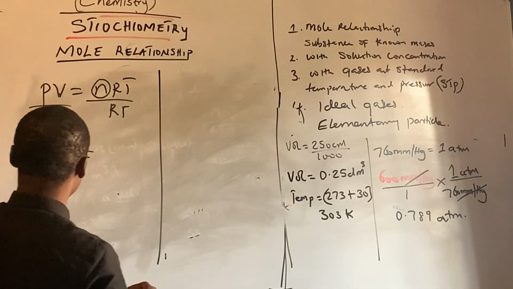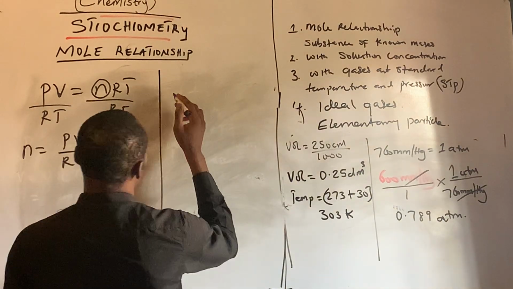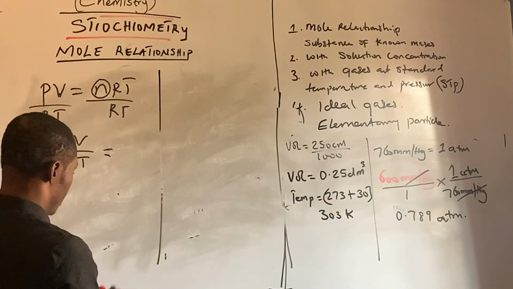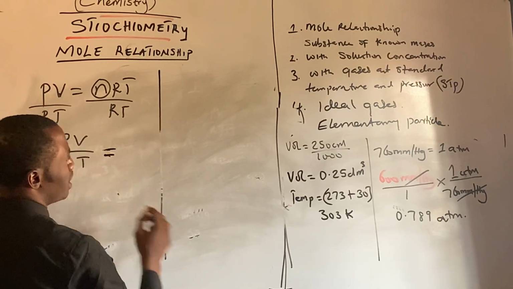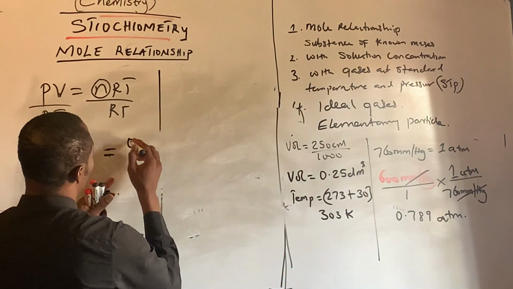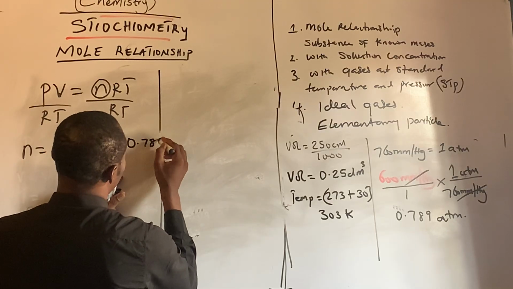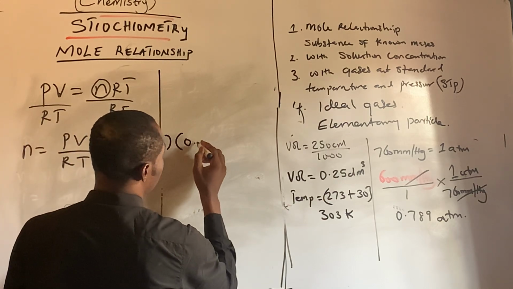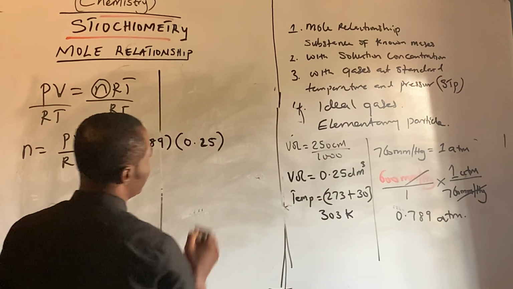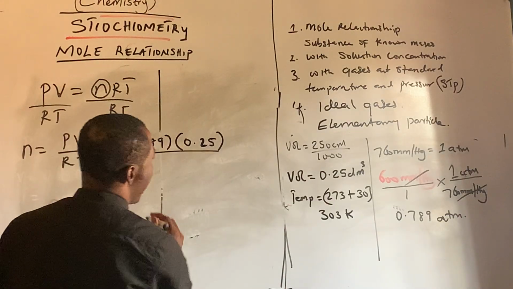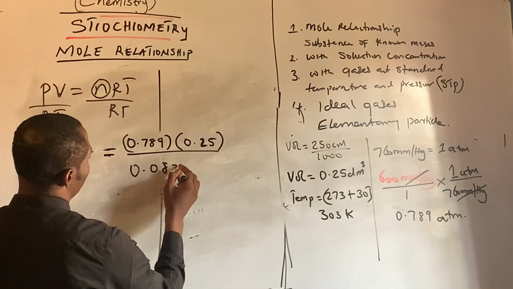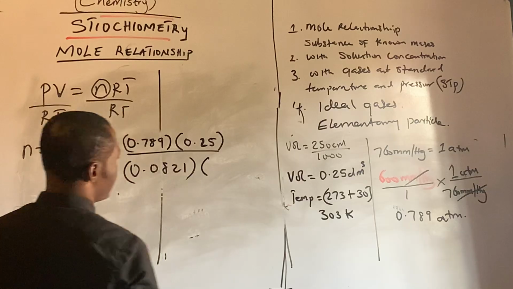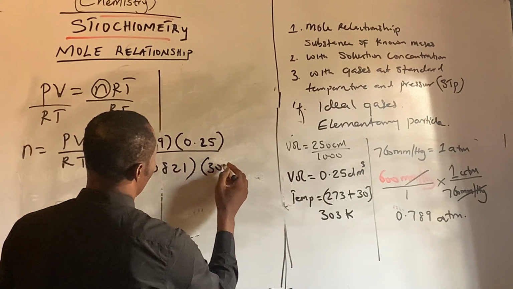Can I solve that over there? What's my P? The P there is 0.789 atm. Now my V is 0.25 dm cubed, and my R is 0.0821. It is a constant, always a constant. Now my T is 303 Kelvin.